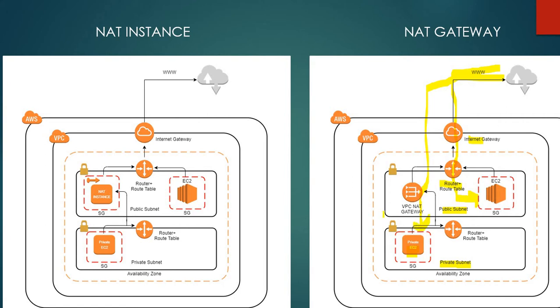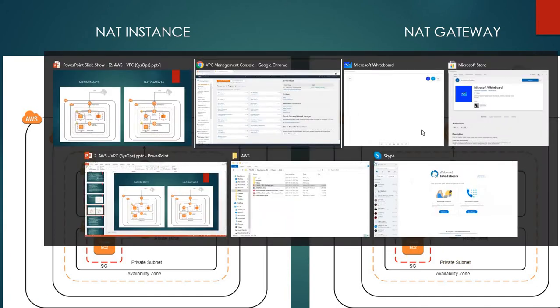Only what we are going to do in this video is allow our EC2 database machine to get updates from the internet. We only give access one way: the EC2 only gets updates from the internet, and outside people cannot access our EC2 database machine. So I'm going to make it more simple here.